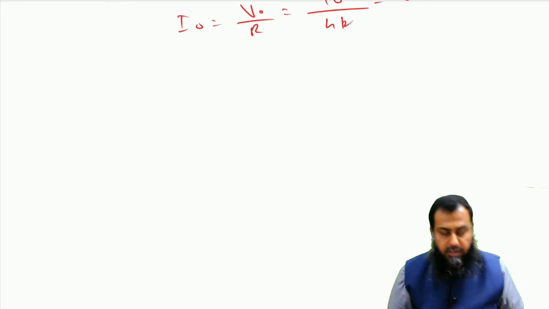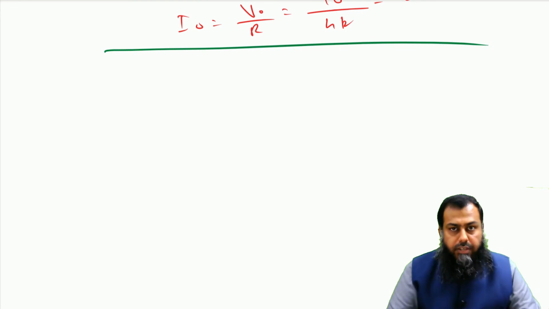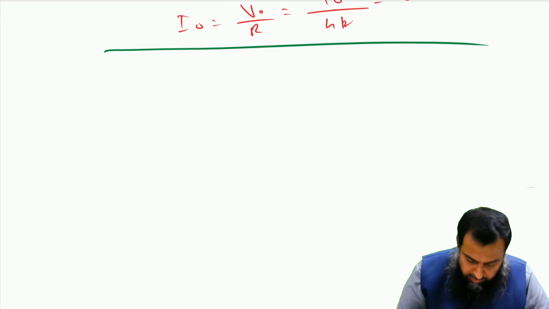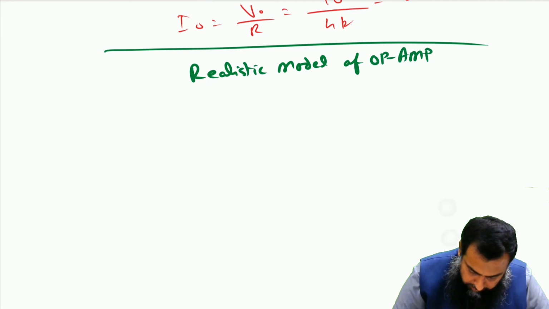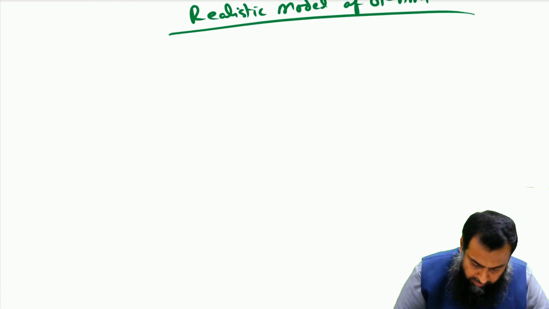So let us start with the realistic model of an inverting amplifier. With the realistic model of an operational amplifier, of course the input impedance cannot be made infinite, and neither do we have a practically zero output impedance. So this is the realistic model of an op amp.